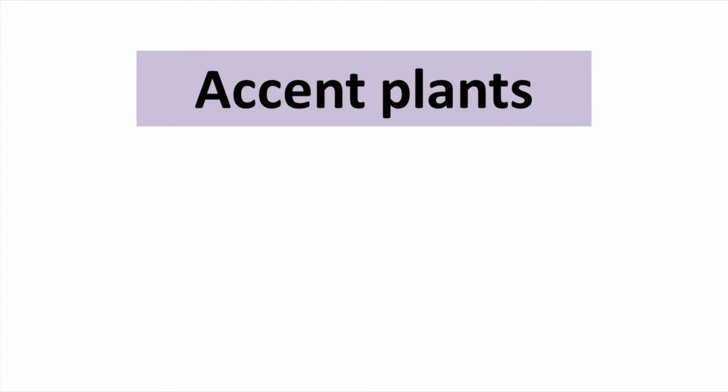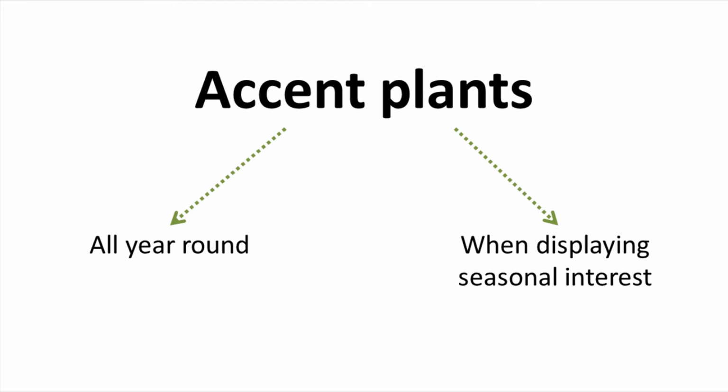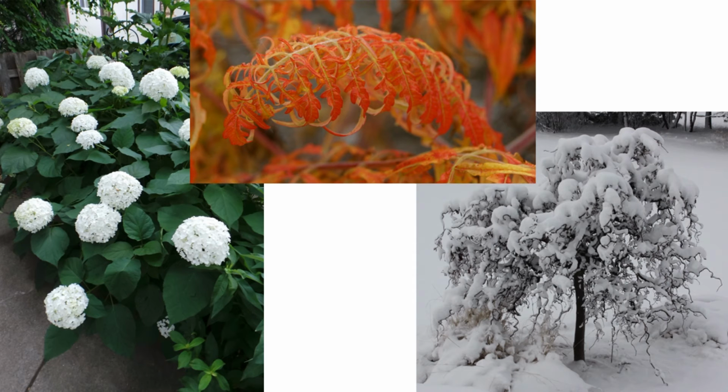Another type of plant or role that plants play is that of an accent plant. Accent plants are focal points in that they draw attention to themselves for one reason or another. But given the nature of plants, it may not be all year round that it's a focal point. It may only be a certain time or times when it has a strong seasonal interest. It may be when it's in flower, or maybe if it has bright fall foliage color, or even if it has interesting structure in the winter.